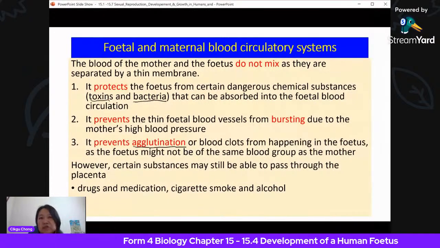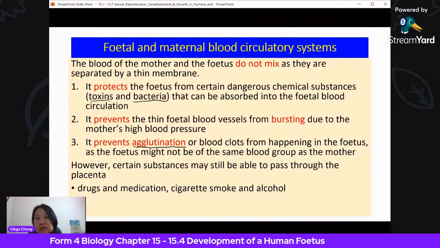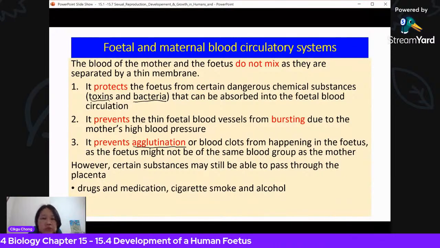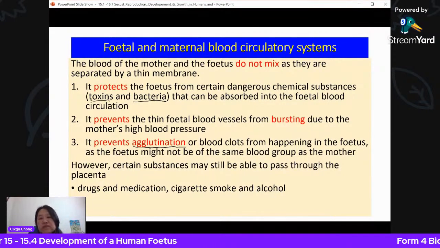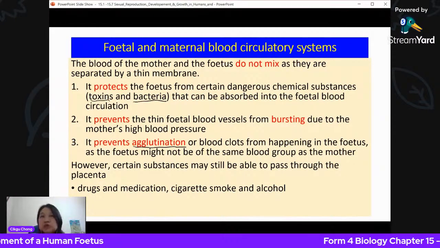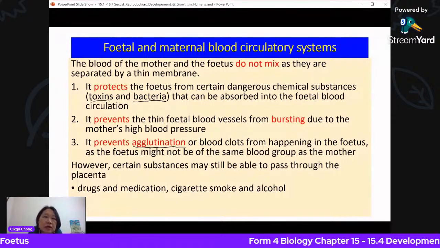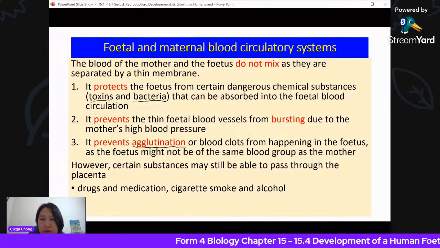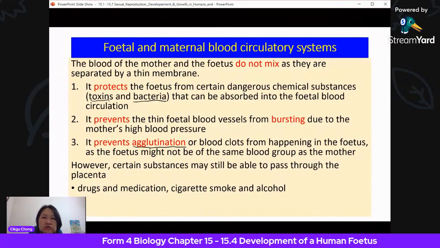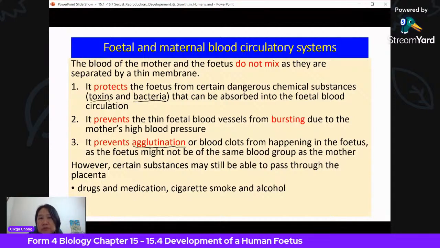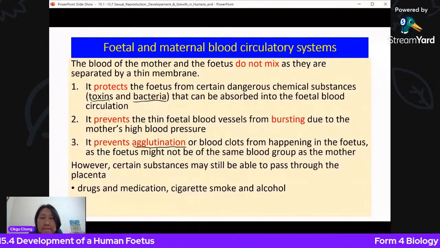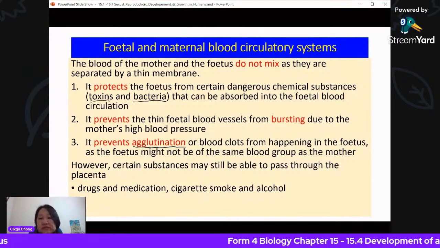That's why with an alcoholic mother who does not stop drinking when she's pregnant, the alcohol will pass through to the fetus, and the baby can have addiction to alcohol. That will cause withdrawal syndromes and so on for the baby. So alcohol can move into the fetus, and it can also damage the liver of the baby.